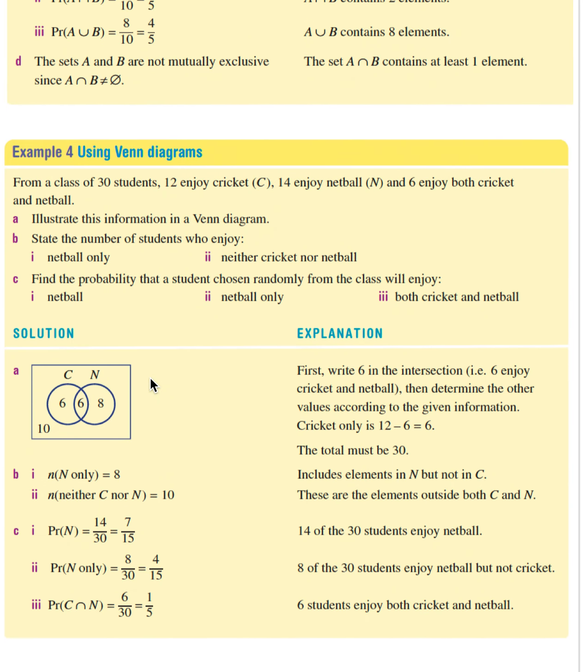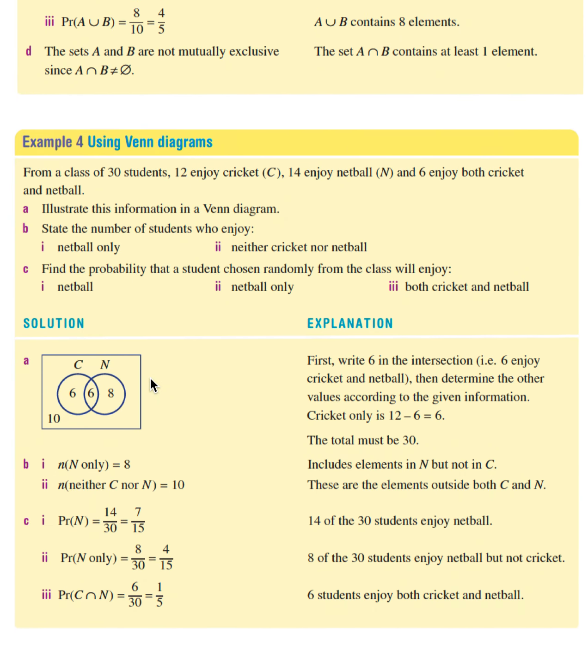Alright, example 4. So we're getting a bit more into a word problem now. From a class of 30 students, 12 enjoy cricket, 14 enjoy netball, and 6 enjoy both cricket and netball. We want to illustrate this in a Venn diagram, state the number of students who enjoy netball only, or neither cricket nor netball, and find the probability that a student chosen randomly from this class will enjoy netball, netball only, or both cricket and netball.